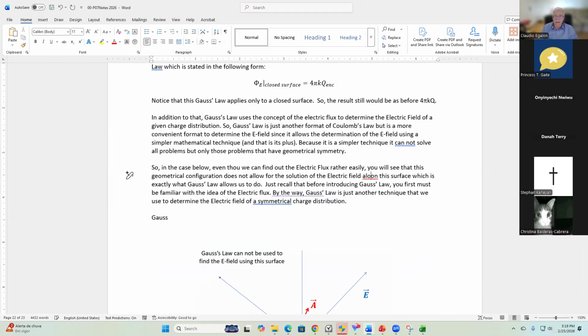On this surface, electric field alone on this surface, right? So it's two different things. One is the electric flux, and the other is the electric field. We use the electric flux to find the electric field using Gauss's law, but not every problem can be solved using Gauss's law.